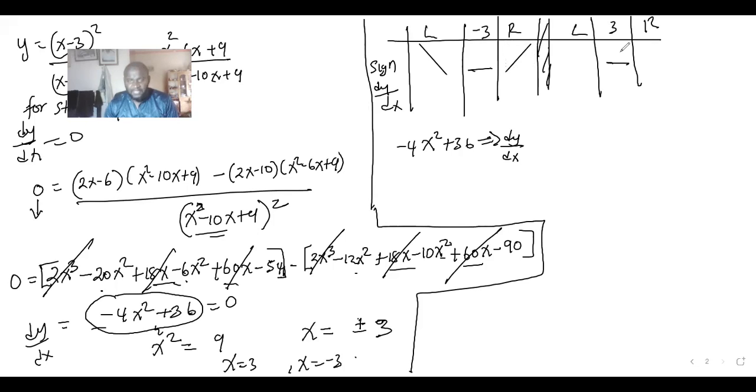Now, come to positive 3, pick 0. When you pick 0, you get a positive. When you go beyond 3, you pick 4. 4 will give you a negative.